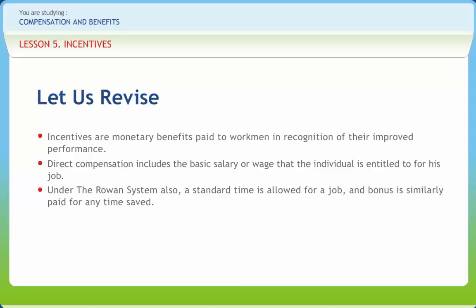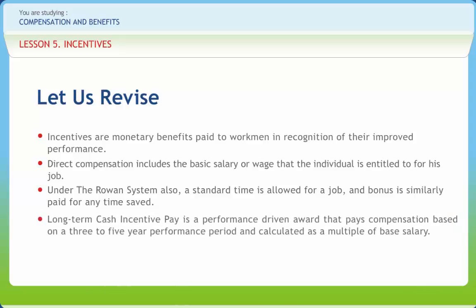The merit differential piece rate system is a modification of the Taylor system, with 3 instead of 2 rates. One large step is broken into 2 so as to encourage new and average workers. Long-term cash incentive pay is a performance-driven award system that pays compensation based on a 3 to 5 year performance period and calculated as a multiple of base salary.